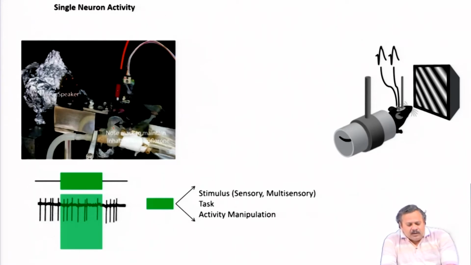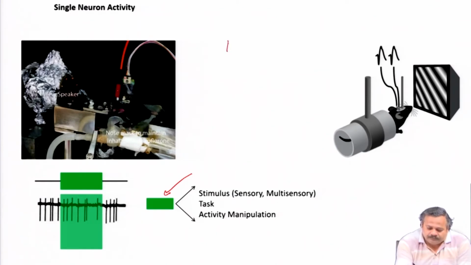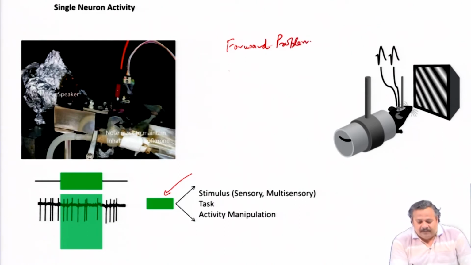Here the idea is that from those single neuron activities, we try to reconstruct, go back and try to say what was going on here based on these neuronal activities. There are two sides of this that we will talk about. One is the forward problem, and the other is the backward problem that we were talking about.